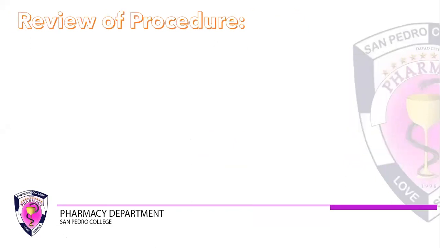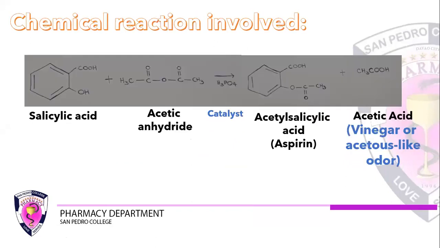This is the chemical reaction involved: salicylic acid and acetic anhydride, which are the reactants in this experiment, along with the catalyst, phosphoric acid. In chemical reactions, catalysts are responsible for speeding up or hastening the reaction process. So we have the products aspirin plus acetic acid, which leads straight to our desired product, aspirin.